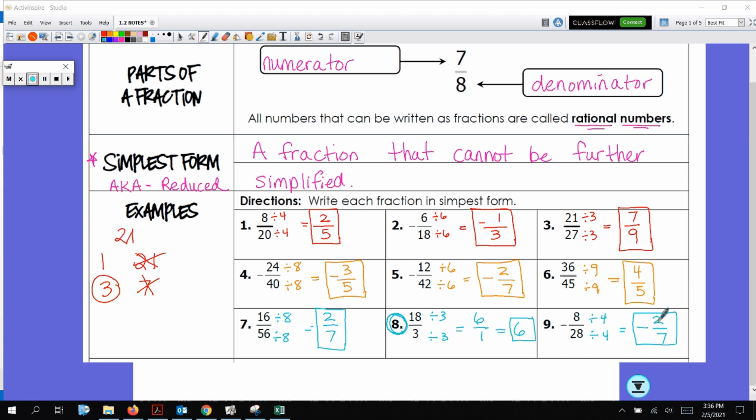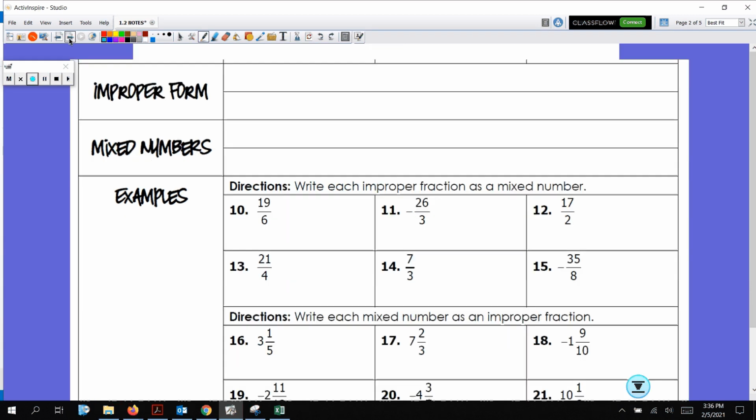Okay, hopefully you did a good job. If you did, give yourself a pat on the back. If you didn't, maybe you just need a little more practice, that's all. Don't worry, stay positive. All right, improper form, okay? I'll be honest, I prefer an improper fraction any day over a mixed number. So it's a fraction in which the denominator is larger.